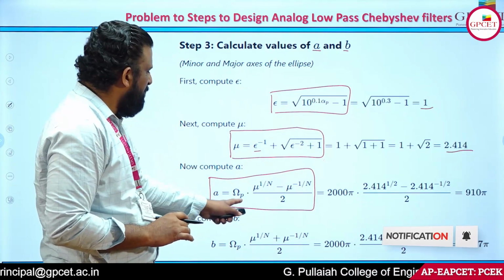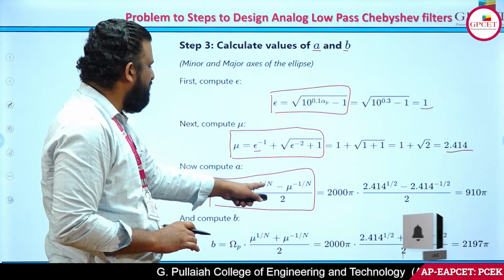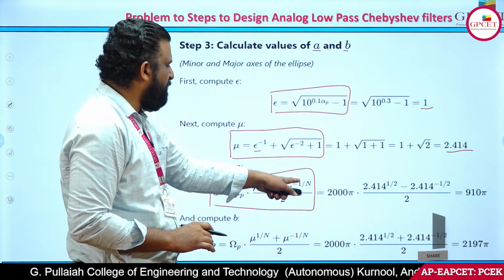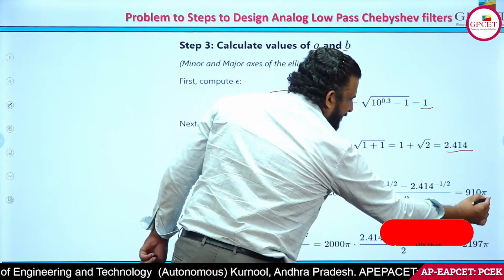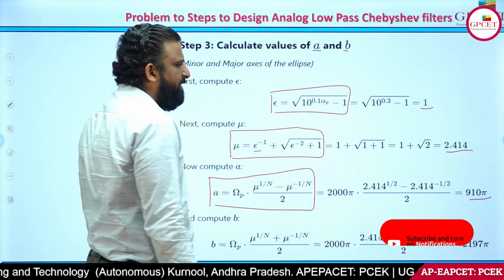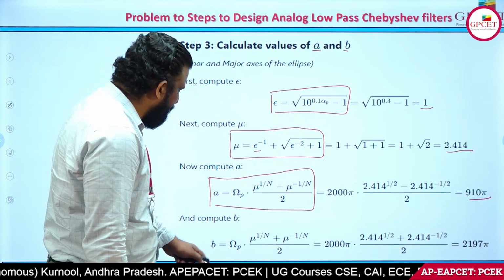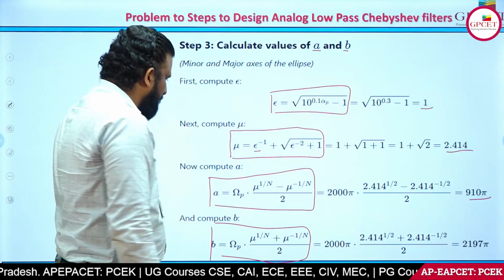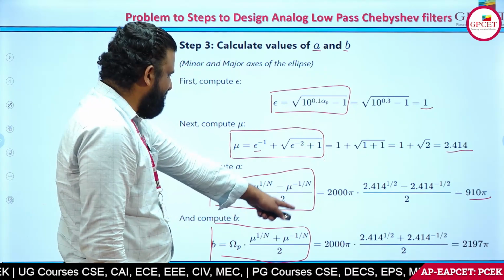So A is equal to omega p into (mu value I got already, 2.414, whole to the power of 1 by N. What is the value of N here? We got in the second step 2) minus mu to the power of minus 1 by N, the whole divided by 2. By substituting all the values, I got 910 pi. This is the minor axis, small a. Similarly, by computing the value of small b, b is equal to the same omega p into mu to the power of 1 by N plus mu to the power of minus 1 by N, divided by 2.